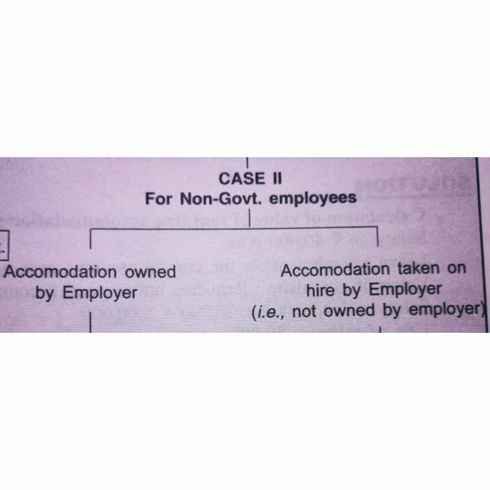And the second case is when the house or the building which he has provided to the employee does not belong to him. Maybe he himself took it on rent from somebody else and he gave it to the employee to stay there for free. Okay, so those are the two cases. So first we'll discuss the first one, that is accommodation owned by the employer. We'll discuss that first.